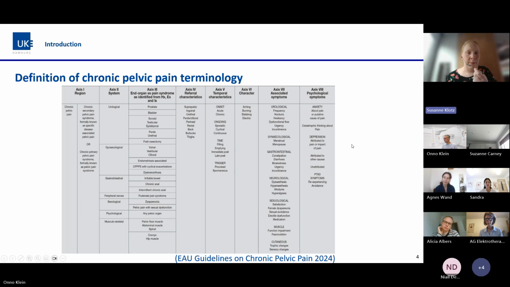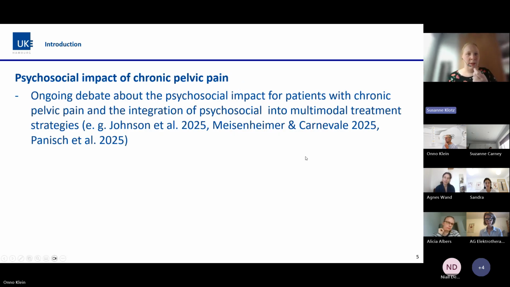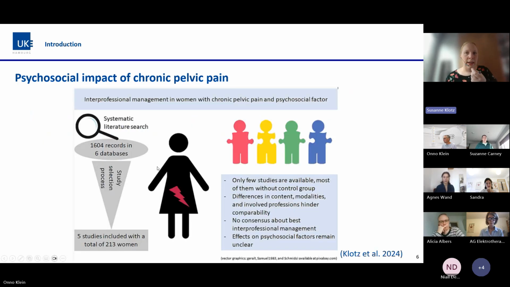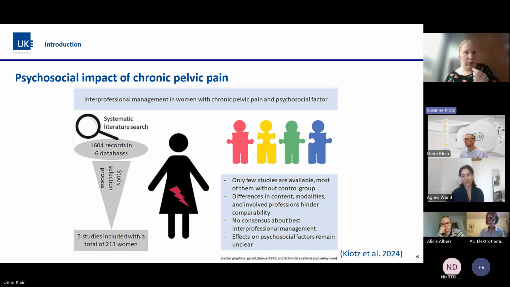Next slide, please. There's also an ongoing debate about the impact of psychosocial symptoms for patients, and how to integrate these into multimodal treatment. These are only some of the most recent resources. As I said, there's been an ongoing debate for decades about what is the best approach, or what is the effect of this multimodal treatment.